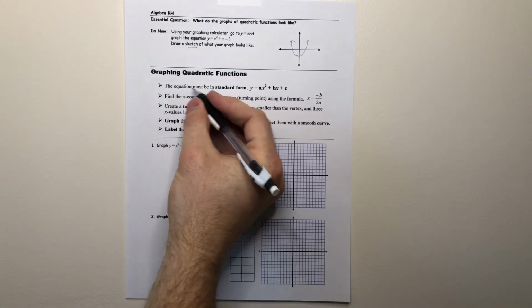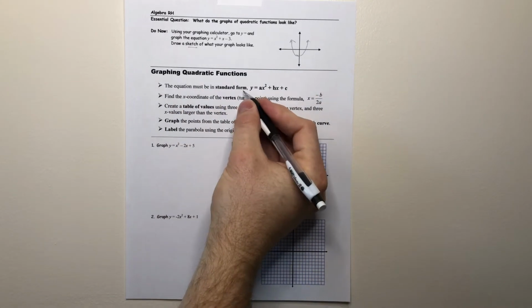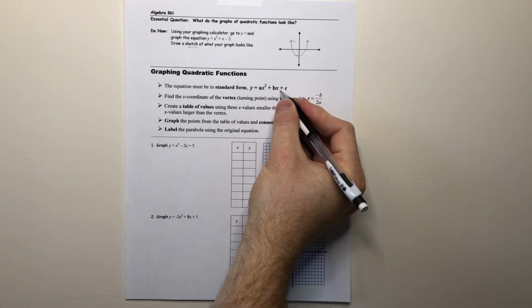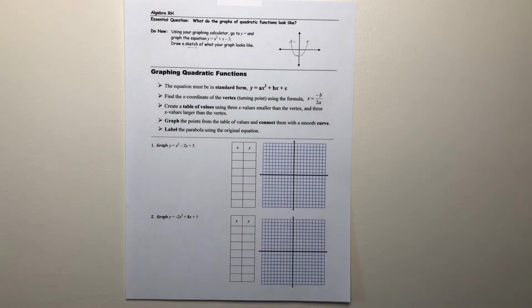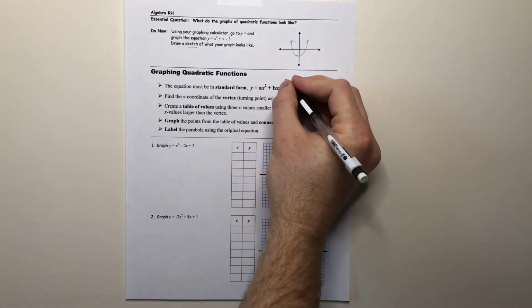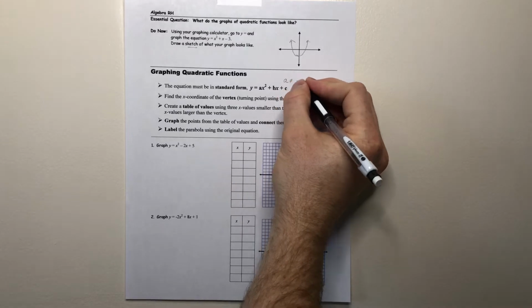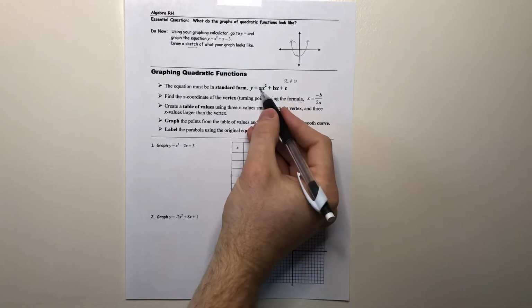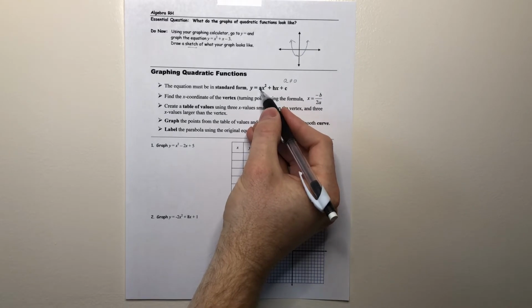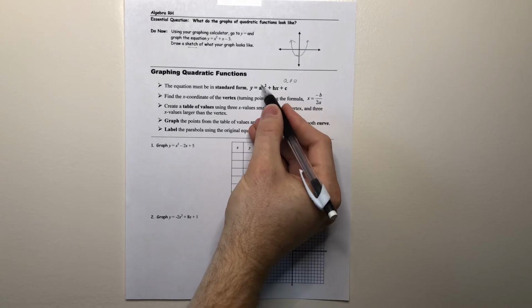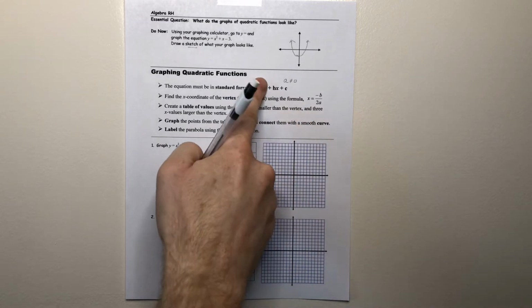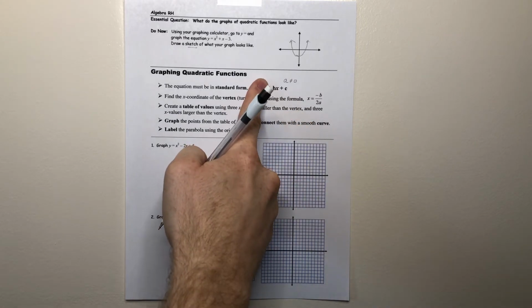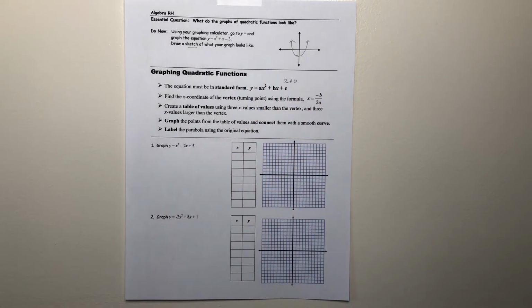So again, the equation must be in standard form. That's y equals ax squared plus bx plus c. Again, the value of a cannot be 0. If a is 0, then this whole thing disappears, and you would be left with a linear equation. So a is not allowed to be 0.